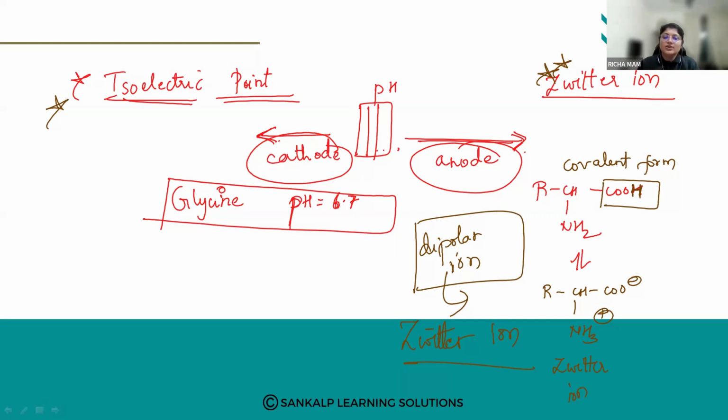Tomorrow we will discuss peptides and polypeptides. Then we are going to study proteins and the types of proteins. After proteins, we are going to discuss enzymes, hormones and vitamins, and then nucleic acids. These are the things which are left, and we'll discuss them in tomorrow's class.